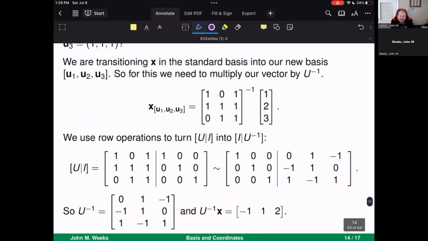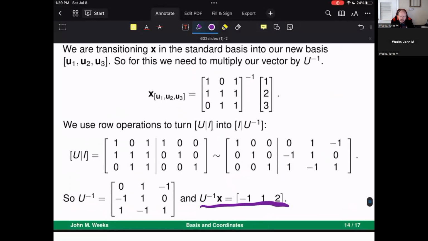So U inverse is this matrix, and U inverse times x, once I go through and write all that down, is -1, 1, and 2. I wrote the transpose of this because I accidentally wrote it as a row vector instead of a column vector. So we should be taking the transpose of this vector to get what this value is. So we know now that x written in terms of this new basis is going to be -1, 1, and 2 in terms of its coordinates.